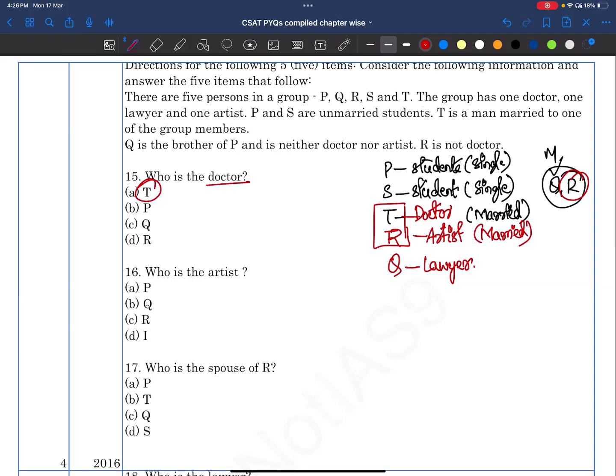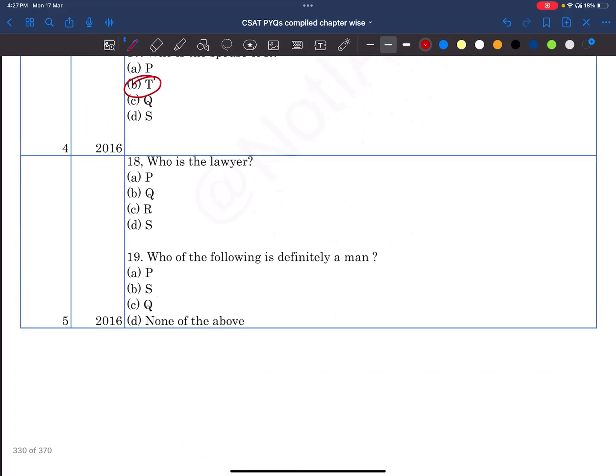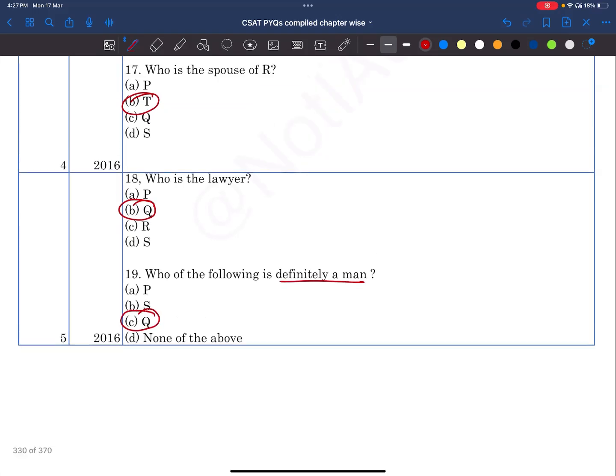Who is artist? That is the 16th question. Artist is R. Who is the spouse of R? T. Who is lawyer? Lawyer is Q. Next: who of the following is definitely a man? Definitely a man. Q is brother of P, that means Q. It is simple, right?